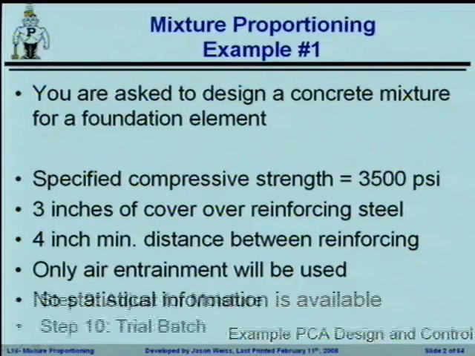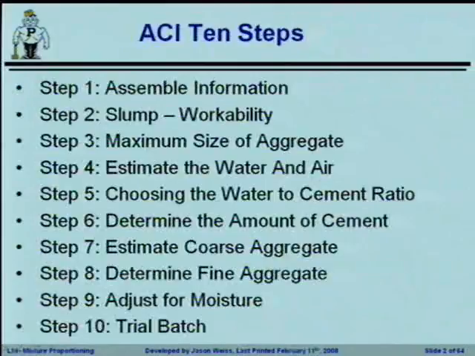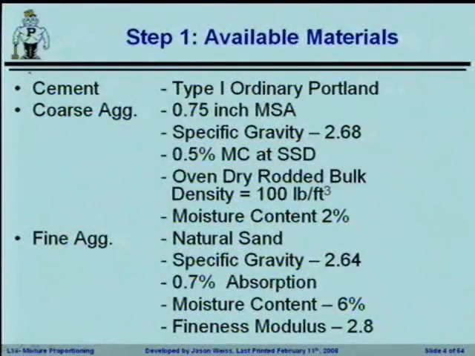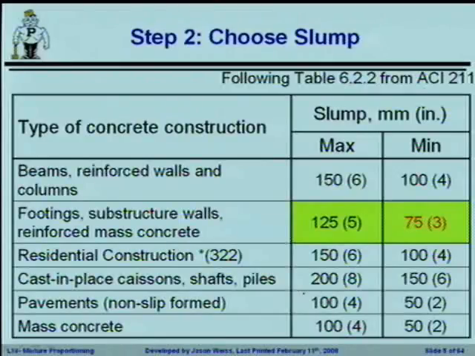So to go through this example, example 1, again we've got our 10 steps from ACI. We'll begin by providing the information on our available materials. We've got an ordinary Type I Portland cement, 3/4 inch maximum size aggregate with a specific gravity of 2.68, 0.5% absorption, and a moisture content on an SSD aggregate. Dry rodded bulk weight is 100 pounds per cubic foot. Moisture content is 2%. The fine aggregate is a natural sand with specific gravity of 2.64, 0.7% absorption, moisture content of 6%, and a fineness modulus of 2.8.